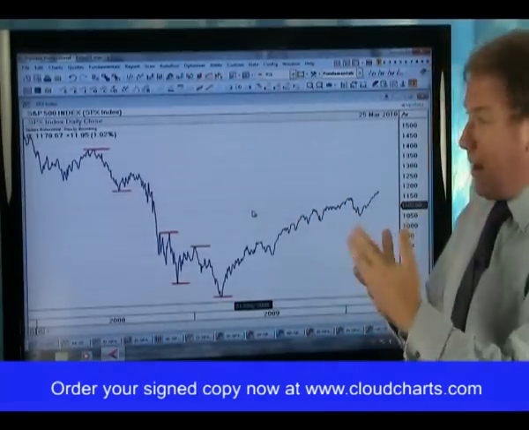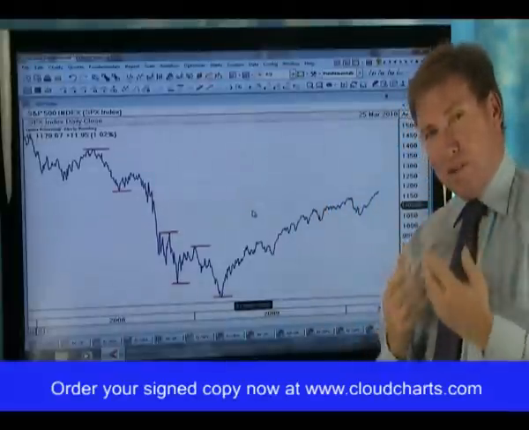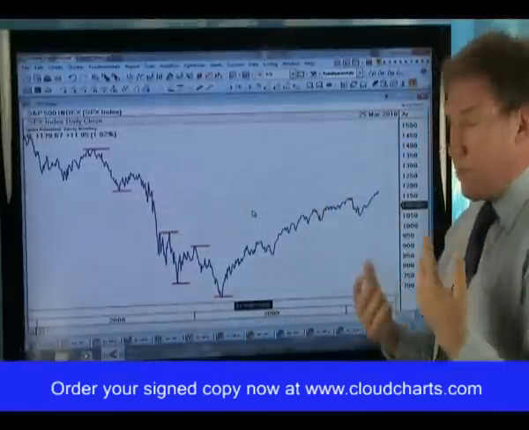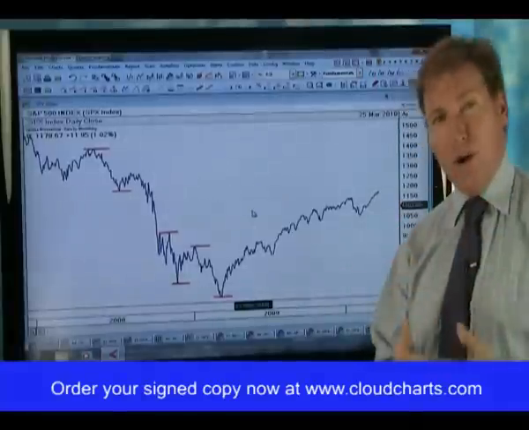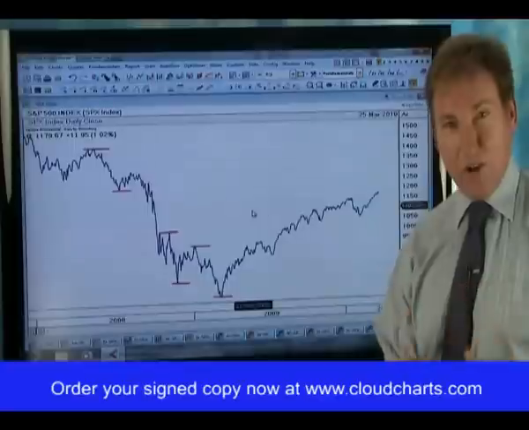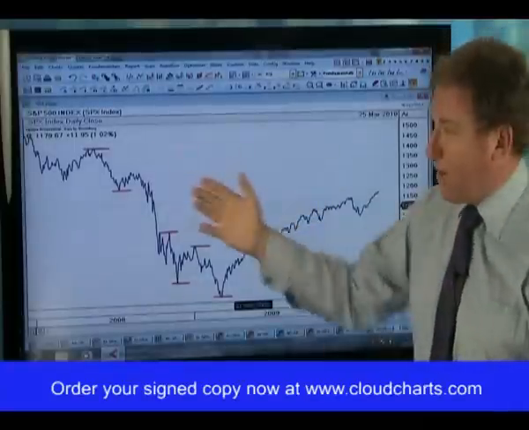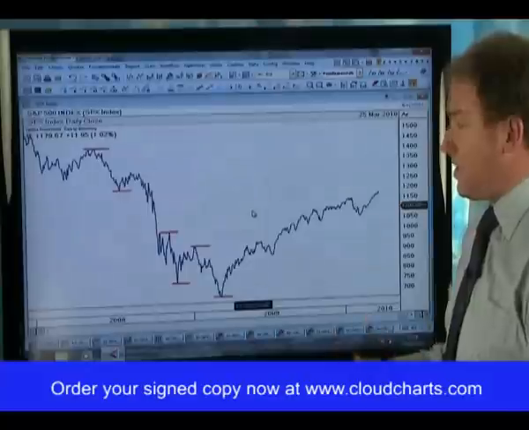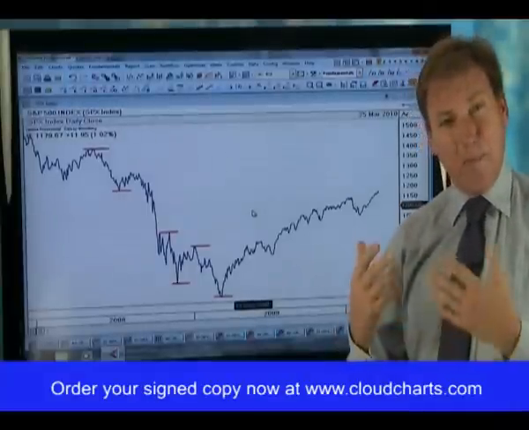So the first thing that we start with in the book is the history of where Cloud Charts came from, and we do explore right throughout the book how they work, why they work, not just how they're constructed, but how you actually interpret them as well. And I start off on the basis that you may not have a lot of knowledge of technical analysis, and it's always a good refresher to go back to the basics.